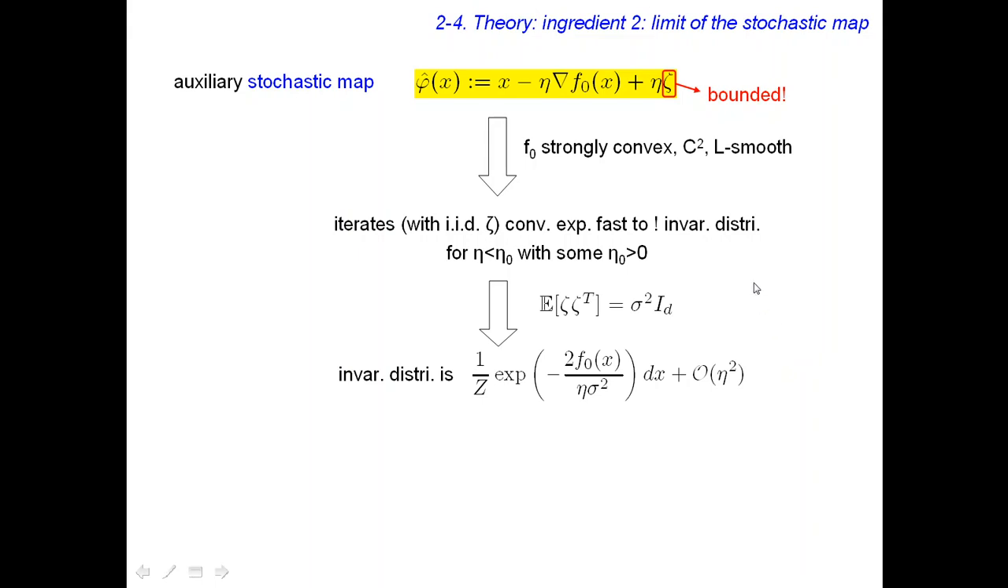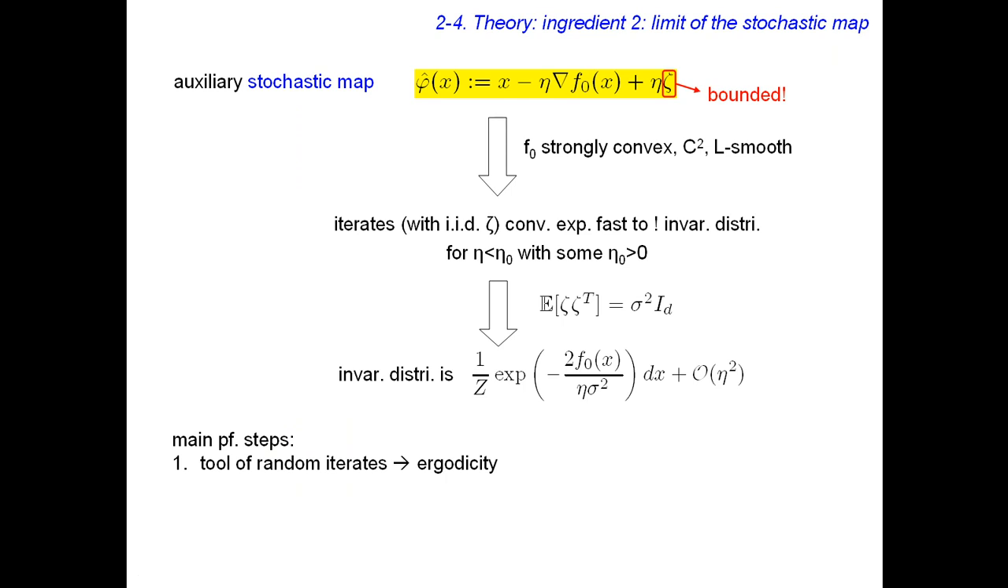And in fact, if you are familiar with overdamped Langevin, this invariant distribution is precisely what you would get if this zeta is replaced by a Gaussian random variable. More precisely, a white noise process.